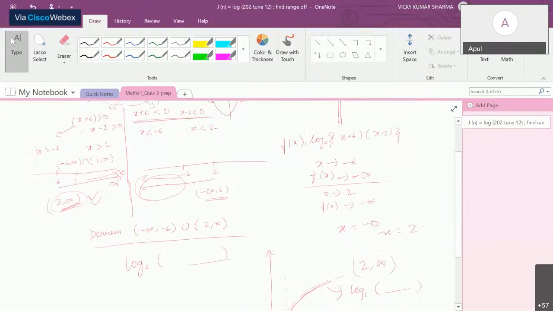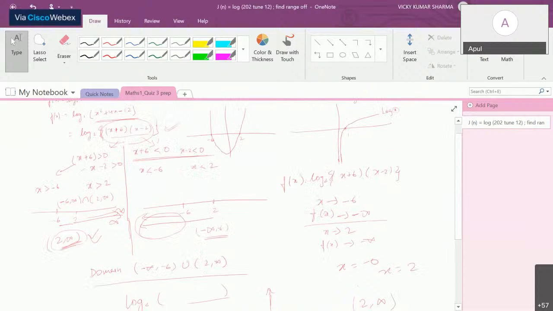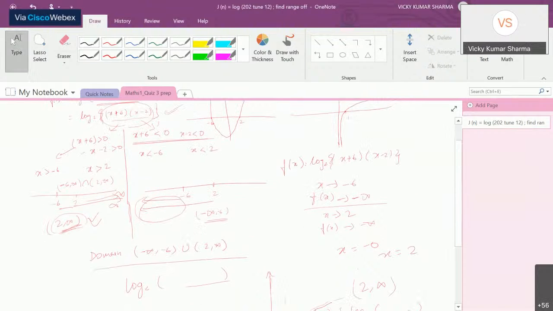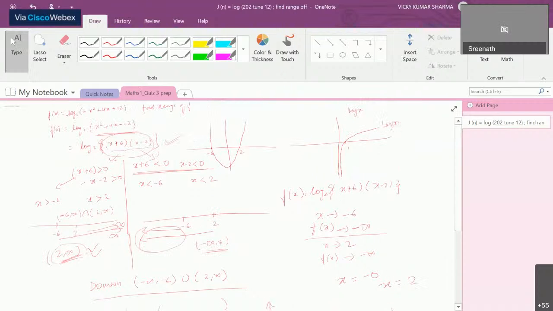Yes, we are not taking anything as a negative for the parameter of log. So x plus 6 cannot be negative. Only the domain cannot be negative; the range can be. Correct.